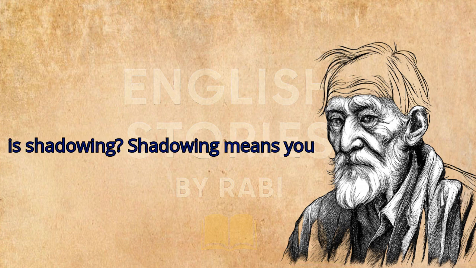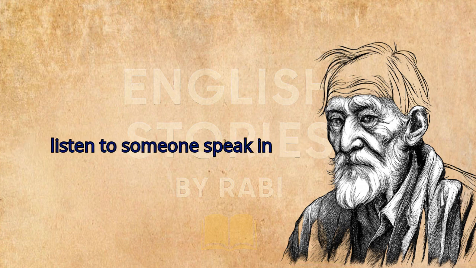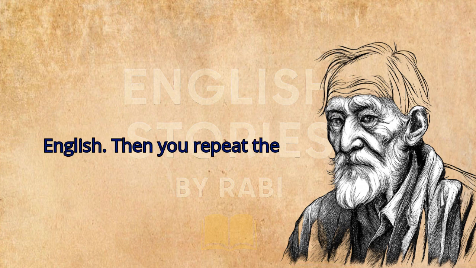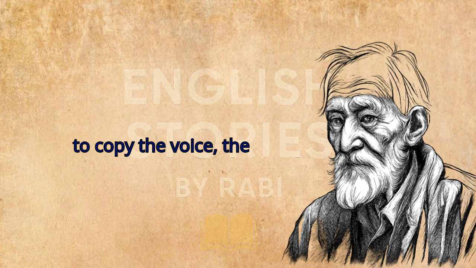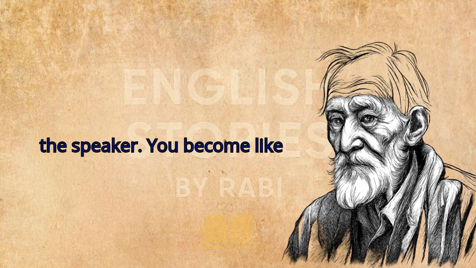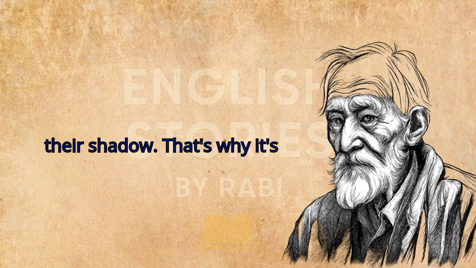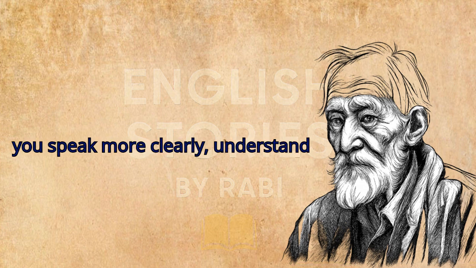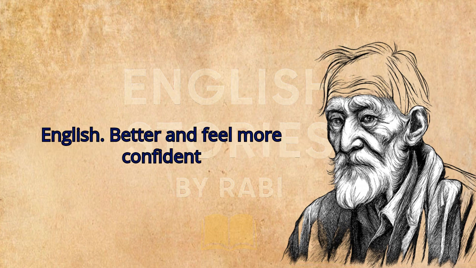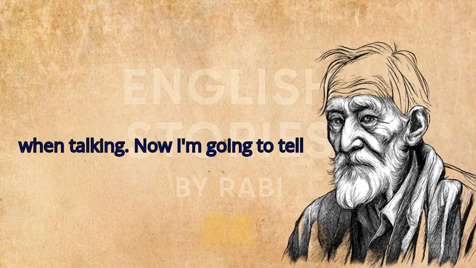What is shadowing? Shadowing means you listen to someone speak in English, then you repeat the words immediately after them. Try to copy the voice, the speed, and the feeling of the speaker. You become like their shadow. That's why it's called shadowing. This method helps you speak more clearly, understand English better, and feel more confident when talking.